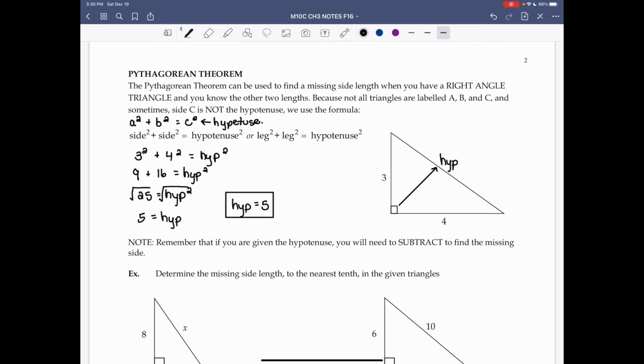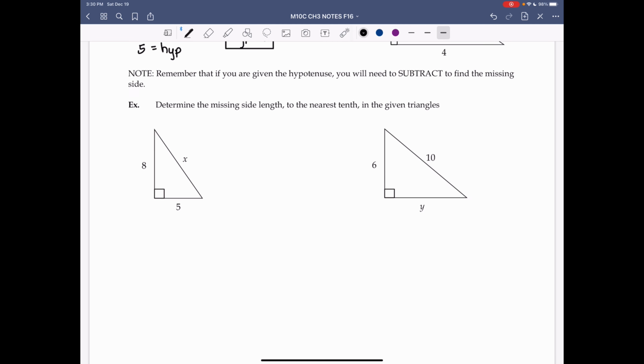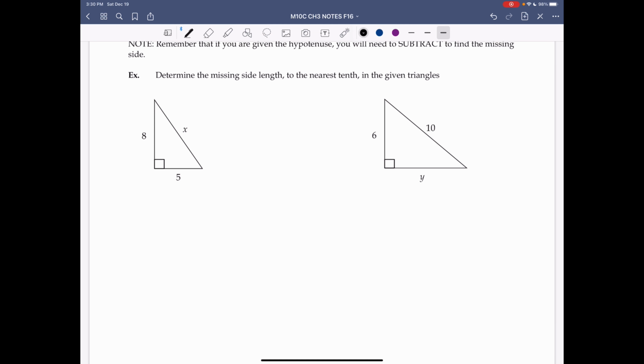Note, remember that if you are given the hypotenuse, you will need to subtract to find the missing side. Example, determine the missing side length to the nearest tenth in the given triangles. First one, 8, 5, and x. Which side is our hypotenuse? It is opposite from the right angle. So that's the side we're trying to solve for. Then we have side squared plus side squared equals hypotenuse squared.